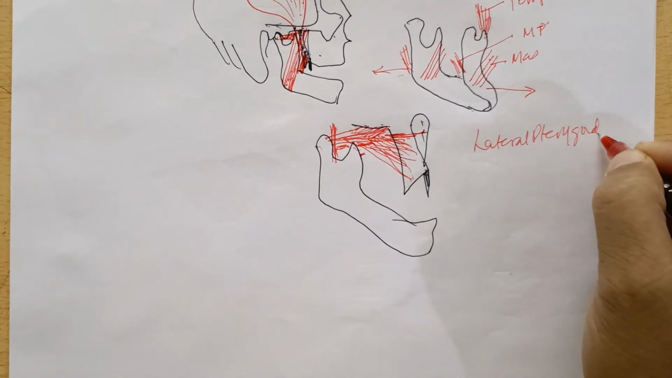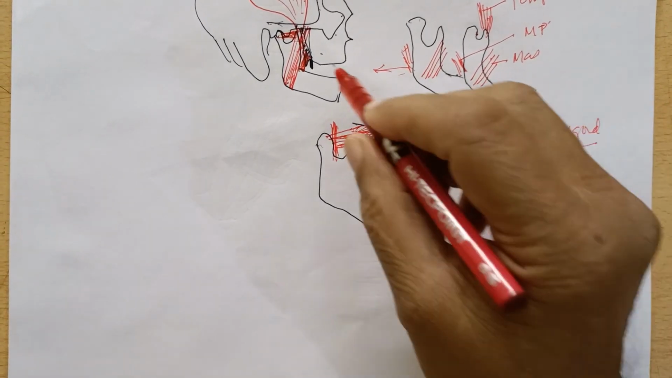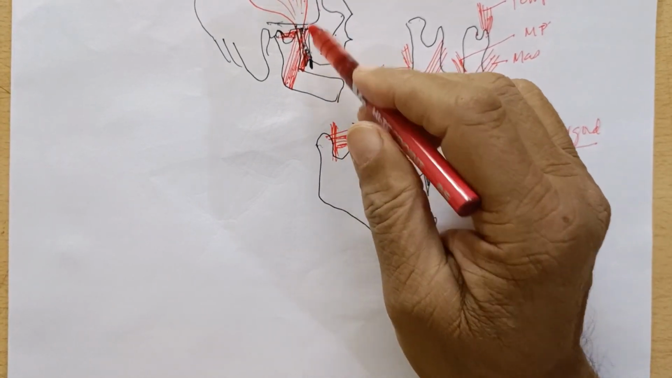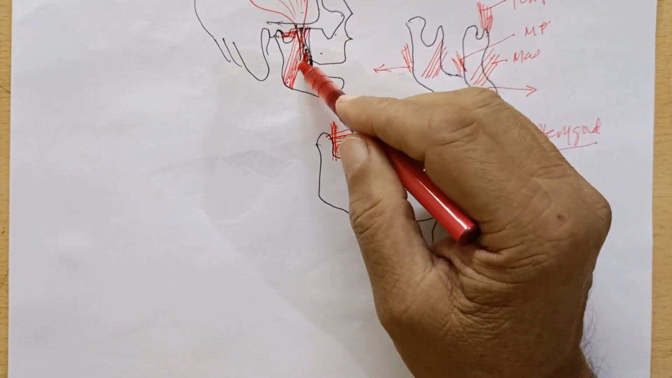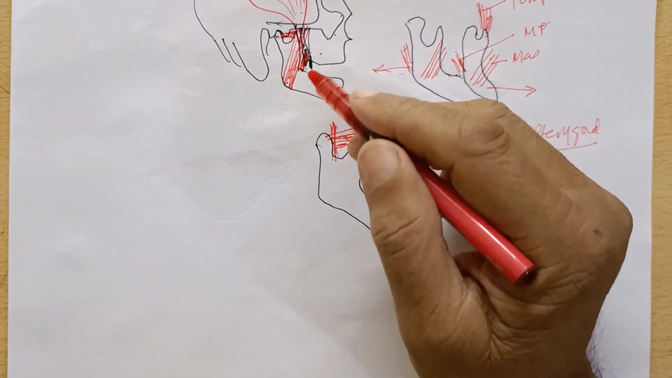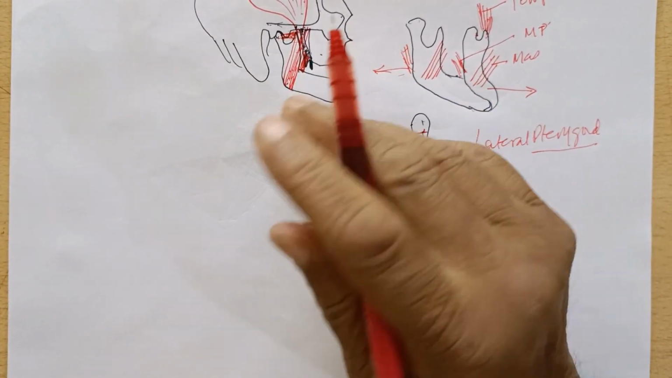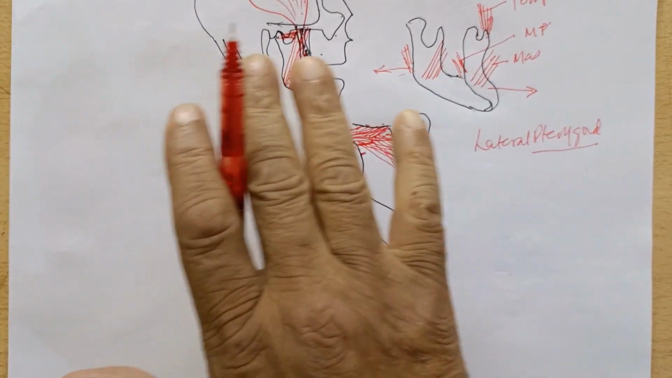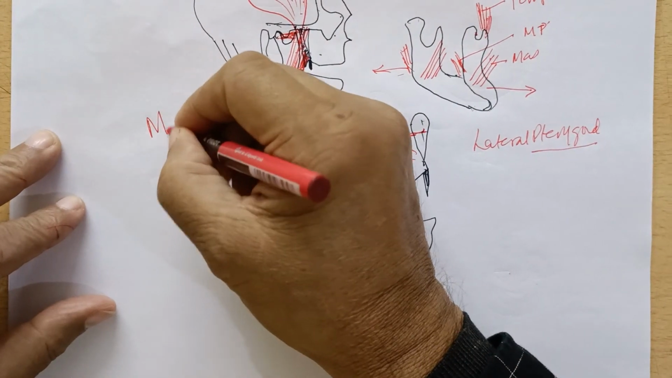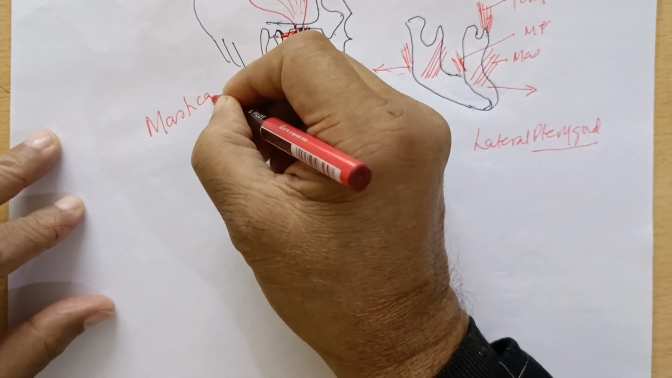So we covered the movements of the lower jaw. The lateral pterygoid opens it. The temporalis is the main closing muscle, and the medial pterygoid and the masseter of the opposite side combine in causing the jaw to move, causing the crushing action. So this is the physiology of mastication.